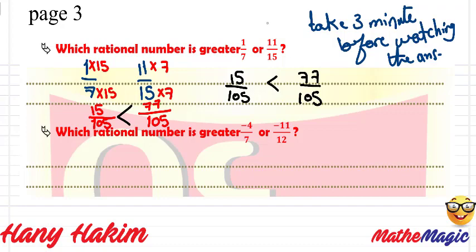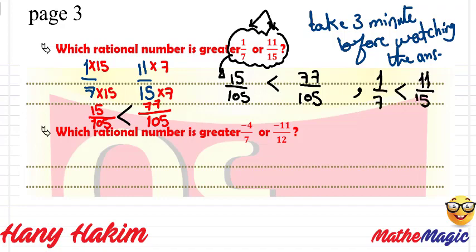So here we are comparing between the two numbers, 15 over 105. This is the same fraction in a different form. It is the same form as this one. That's why, since my question says compare between them, I'll write 1 over 7 is less than 11 over 15.